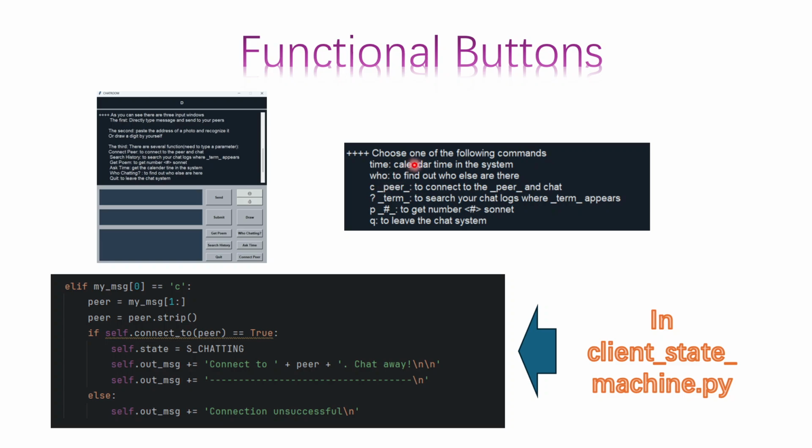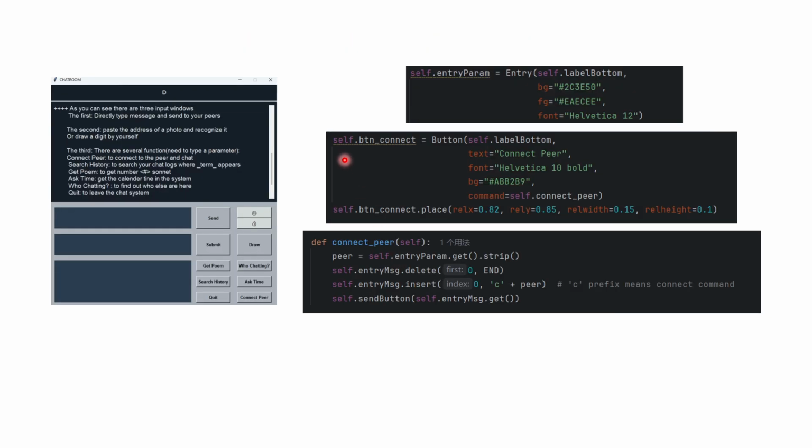You can see that the user needs to type C and the name of his peer to connect to the peer and chat. Like type C and Mike here and click send to connect with Mike. And here's the code in the client state machine Python program. In the current version, the user just needs to type the name of his peer here and click the button connect. Let's see what's happening in the code.